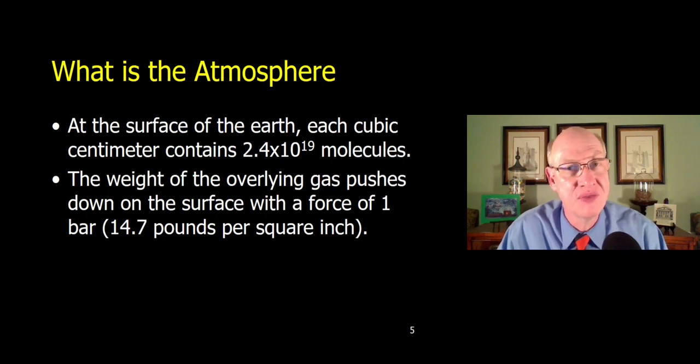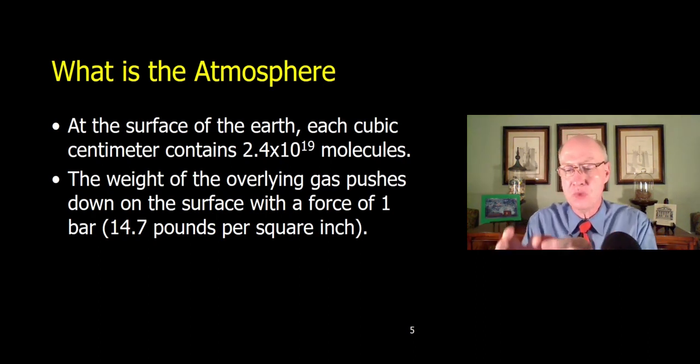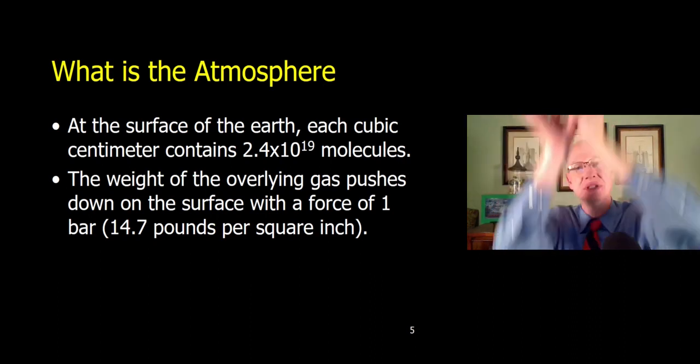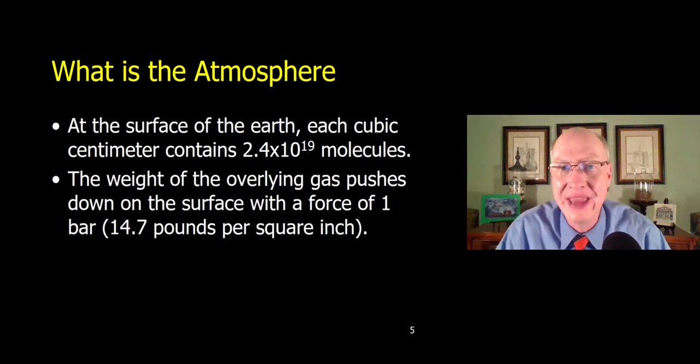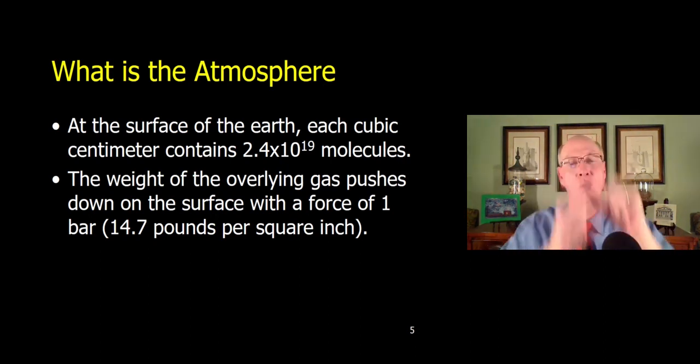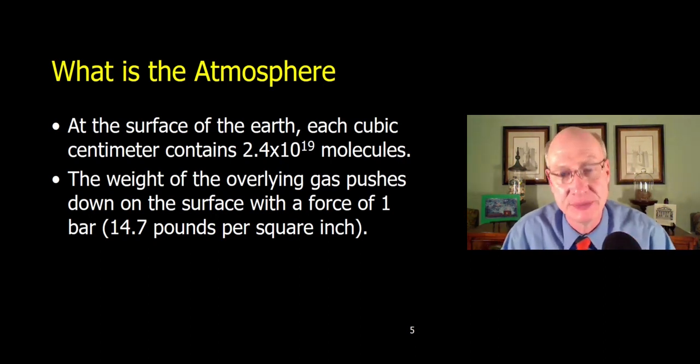And we don't often think of the atmosphere as having any weight to it, but in fact, if I take 1 square inch of the Earth's surface, going all the way from the surface of the Earth up into space, the weight of all that air pushing down on me is 14.7 pounds. And we call that atmospheric pressure 1 bar or 1 atmosphere, but it's 14.7 pounds per square inch. So that's how much the air above you weighs. 1 square inch of air weighs 14.7 pounds.